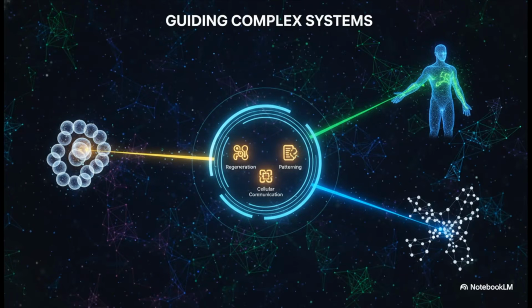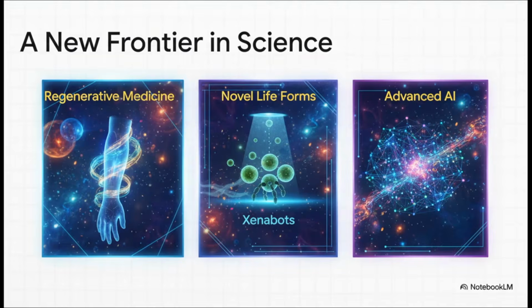Well, it's simple. If we can actually understand the software of life, these patterns that guide everything, then we can learn to rewrite it. We can learn to communicate with and persuade all kinds of systems, from a single cell to a whole organism, to do brand new, incredible things. And this isn't science fiction. This new perspective is already producing some stunning breakthroughs.